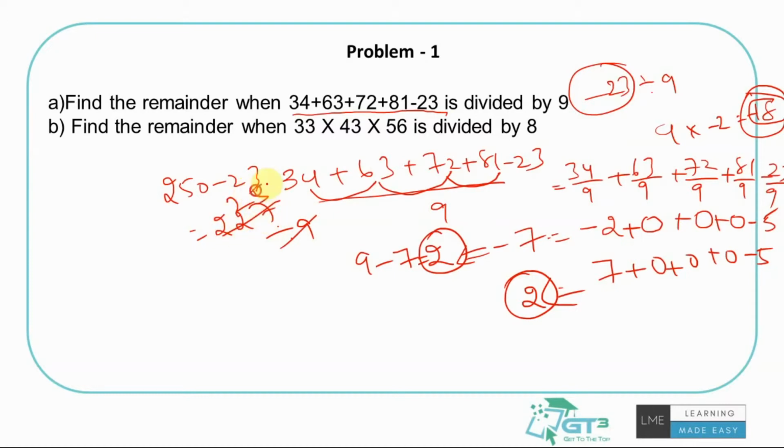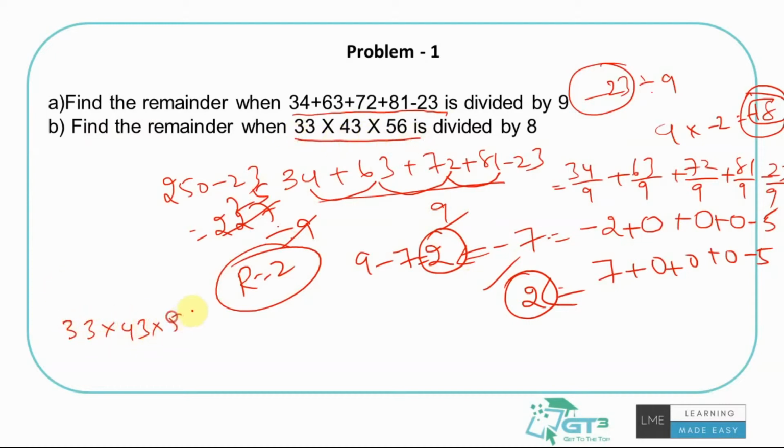47. Right? 9 5s are 45. So the remainder is 247 minus 5. So that's what we have got in both the ways, right? The next one is, rather than plus, it's multiplying. So it's asking me 33 into 43 into 56 divided by 8.